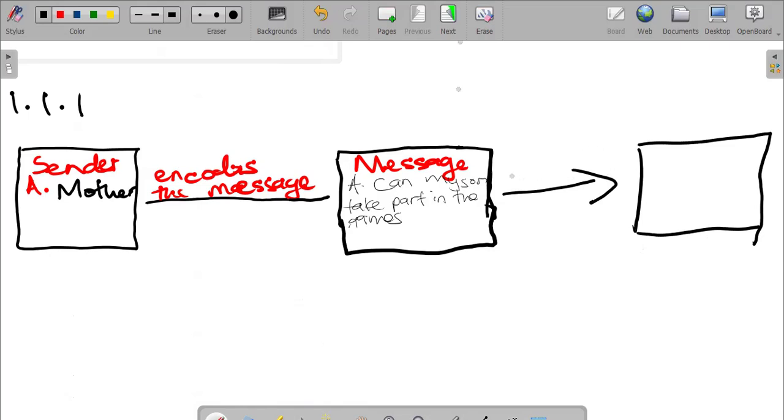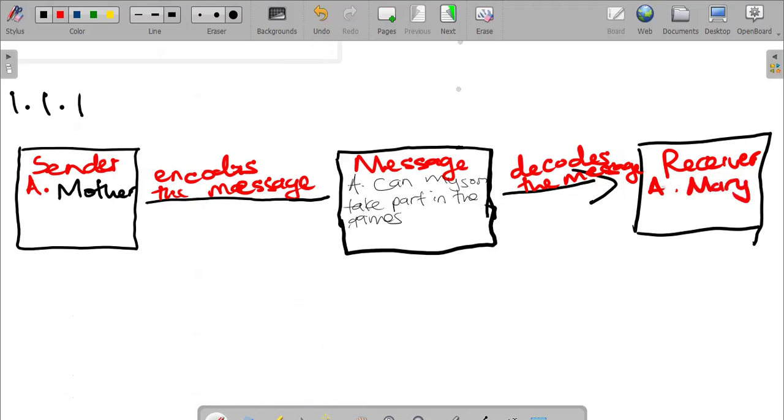The receiver is the one who decodes the information. It is the decoder. The message is being decoded by the receiver. The receiver is Mary.